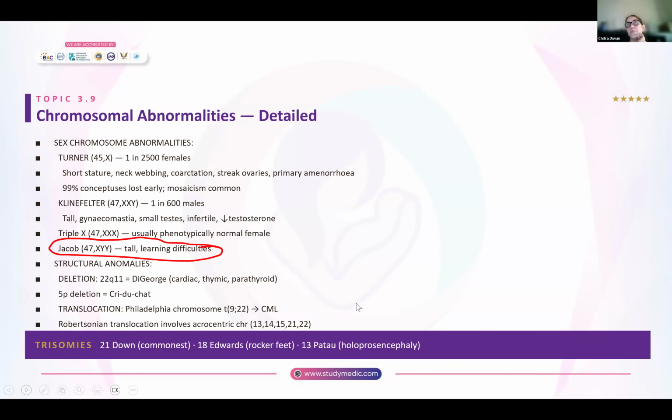Then next, after numerical, you have structural anomalies in the chromosomes. Whenever there is deletion in chromosome 22q11, it gives rise to what is called DiGeorge syndrome. So you have cardiac anomalies, anomalies of the thymus or parathyroid anomalies. Whenever there is deletion of 5p, it gives rise to Cri-du-chat.